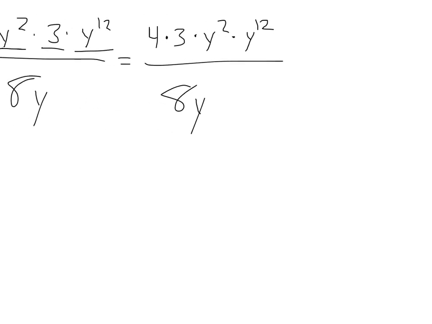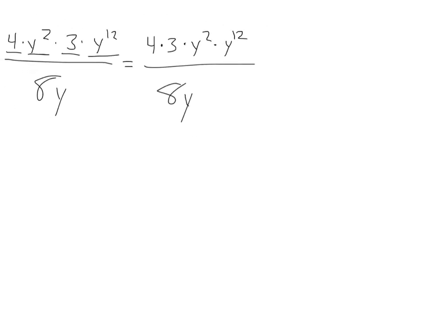Keep on moving here. And you get, well, let's see, 4 times 3 would give me 12. So I've dealt with that much. And then y to the 2nd times y to the 12th. Well, those are powers with the same base of y. And so what do I do to those exponents when I'm multiplying them? Okay, well, I'm going to add, right? If I have y to the 2nd times y to the 12th, it's like saying y to the 2 plus 12, which is y to the 14th. And again, that's all over 8y.